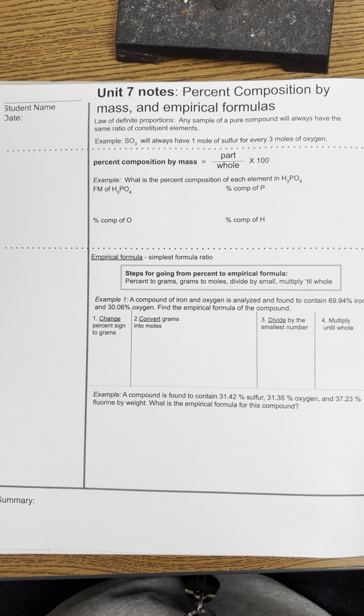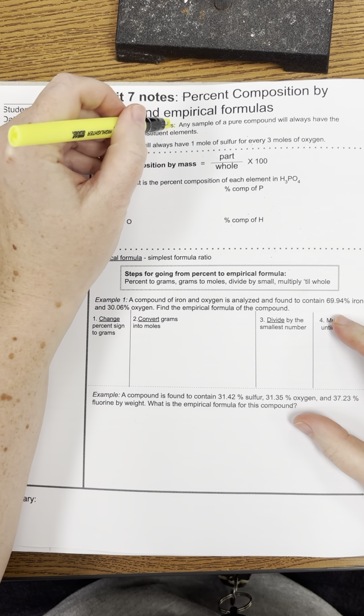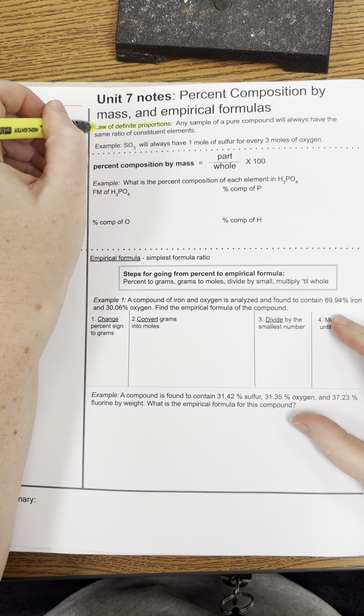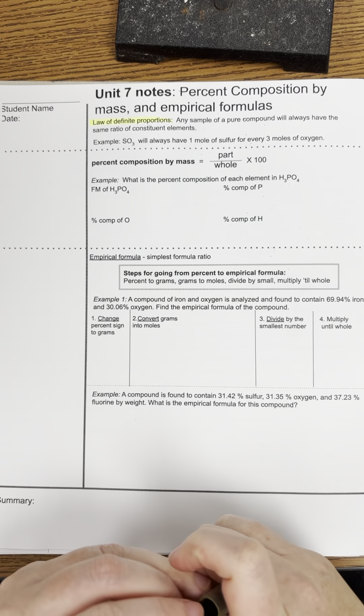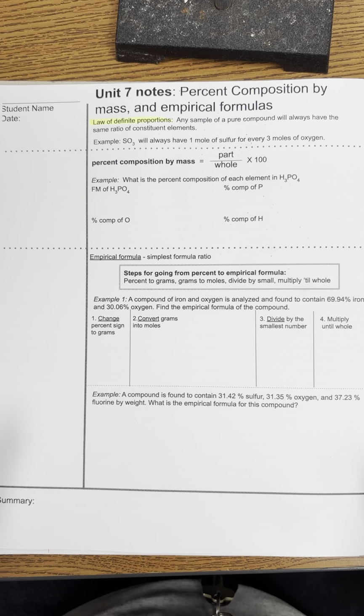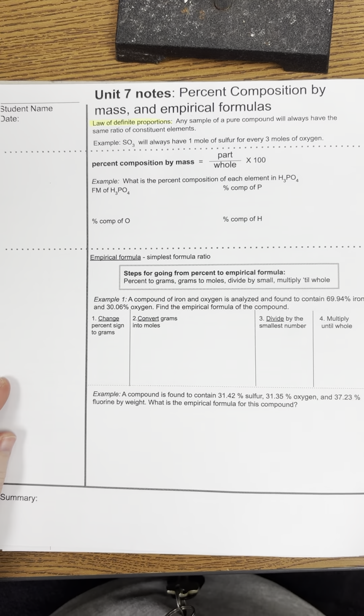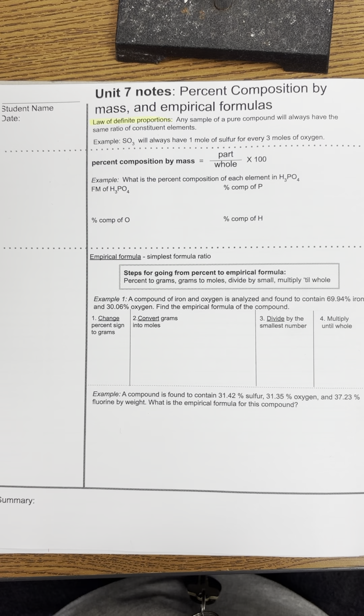All right, today we're going to talk about percent composition by mass and empirical formulas. The first thing that we want to take a look at is that the law of definite proportions tells us any sample of a pure compound will always have the same ratio of constituent elements, or the elements that make it up. For example, sulfur trioxide will always have 1 mole of sulfur for every 3 moles of oxygen. And so that allows us to calculate how much of a certain atom is in the compound.